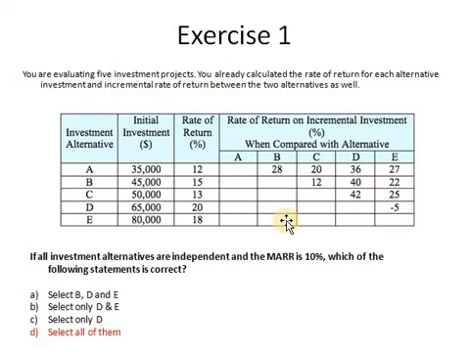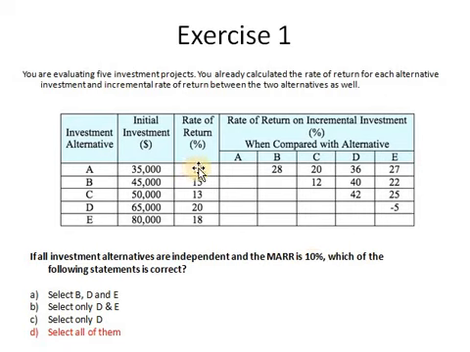Now, I'm gonna solve this exercise in 3 different ways. I'm gonna change the given each time. Here, I'm asking if all investment alternatives are independent and the MAR is 10%, which of the following is correct? You remember when we explained the difference between the types of alternatives, we said that we might have independent alternatives. This means that I can choose them all if their IRR is greater than the MAR. So here I'm saying that they are independent and the MAR is 10%.